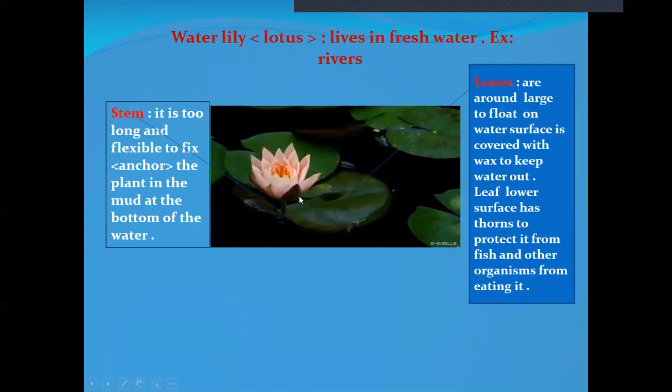Okay. Look at this picture. This picture refers to water lily. Water lily lives in fresh water like rivers. Look at this leaf. This leaf is from water lily. The leaf has a waxy layer.